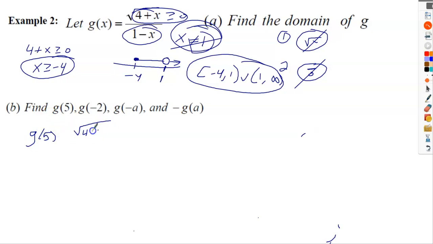So if I want to find g of 5, I am simply going to plug in 5 everywhere I see an x. So 4 plus 5 over 1 minus 5, which is going to give me the square root of 9 over negative 4, which is going to give me negative 3/4.